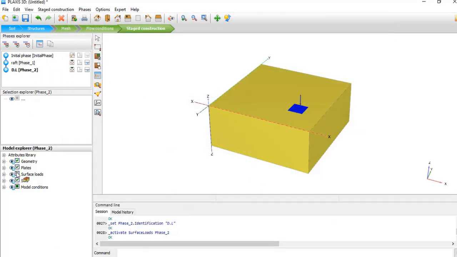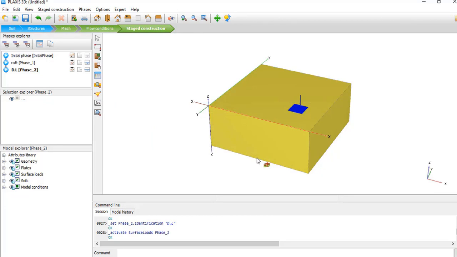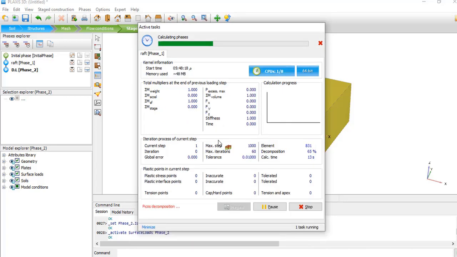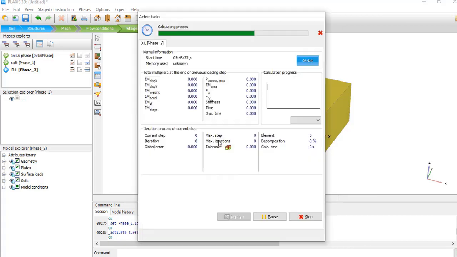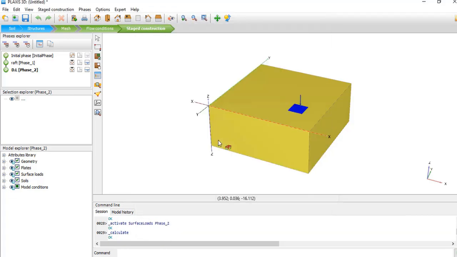We mark on surface load and press calculate. We will wait for this operation. Okay, we can get our result from here.